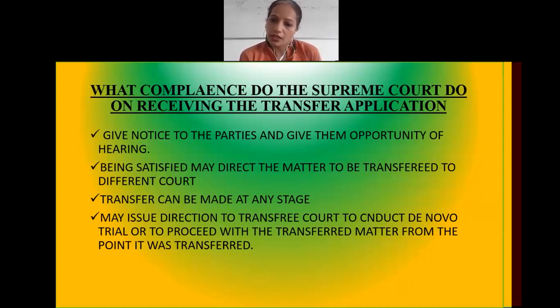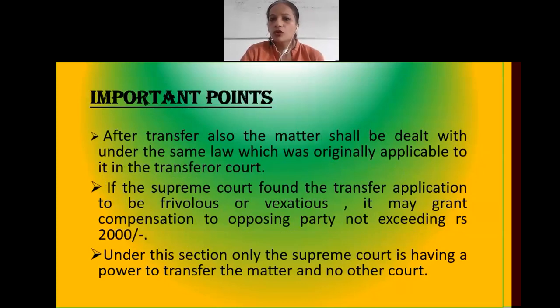It could be made at any stage provided it is before the passing of the order. So, it could be made at any stage, and the court may issue direction to a transferee court. So, while transferring that particular matter, what may the Supreme Court do? Supreme Court may issue a direction to a transferee court to conduct de novo trial, that is to say, to conduct the trial from the beginning itself, or it may direct it to proceed with the transferred matter from the point it was transferred. तो जिस भी point पे उसको transfer किया गया है उसी पॉइंट पे से वापस से प्रोसीड फॉरवर्ड करने के लिए कोर्ट जो है वो डायरेक्शन दे सकता है लोअर कोर्ट को, या फिर हाई कोर्ट को या फिर सिविल कोर्ट को ऑफ द अदर स्टेट.